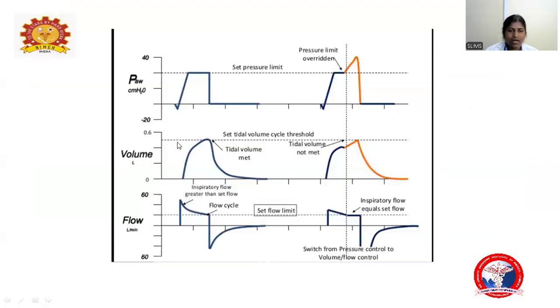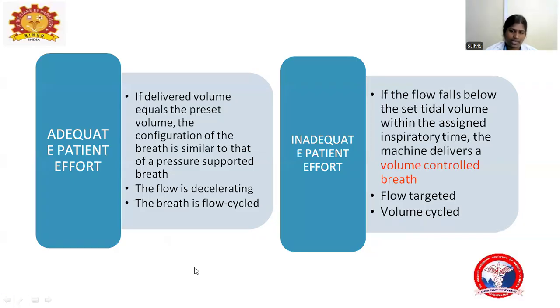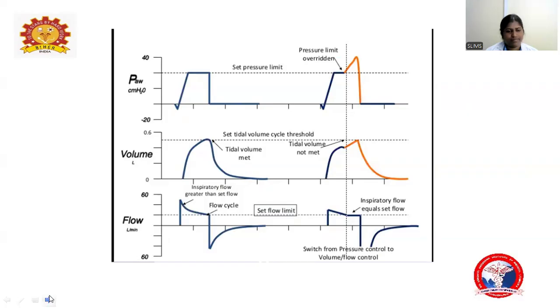So this is an example. This is the set pressure limit for the patient, and in here, if the patient volume is met, then the pressure control mode continues. If the tidal volume is not met by the patient effort, then it automatically changes to the volume control mode and the volume is delivered to the patient. Here it switches from the pressure control to volume control, that is flow targeted and volume cycled.